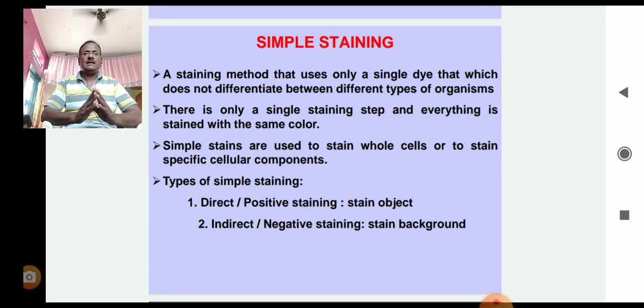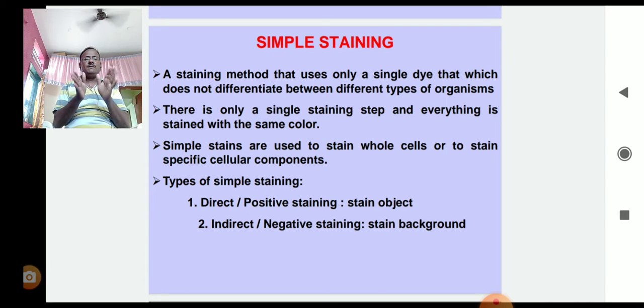In the simple staining method, why is it called a simple staining method? Because it is very simple, only one type of coloring agent or dye or stain is used for coloring the whole microorganism or its parts. That's why it is called the simple staining method.